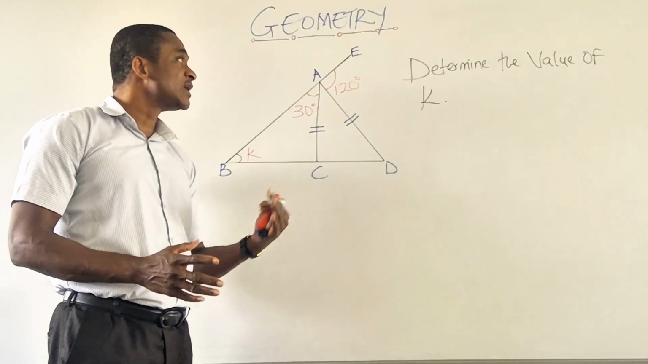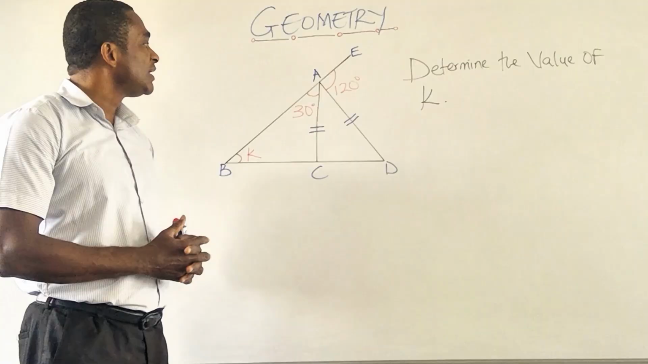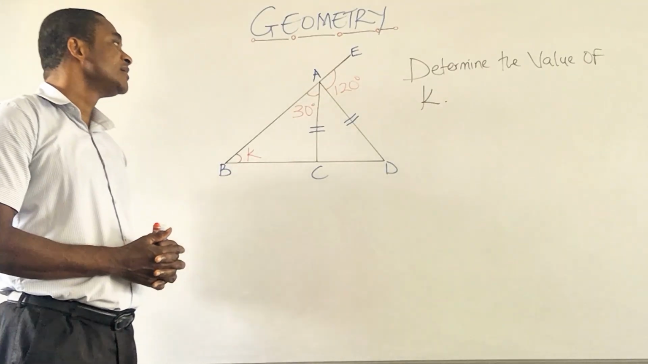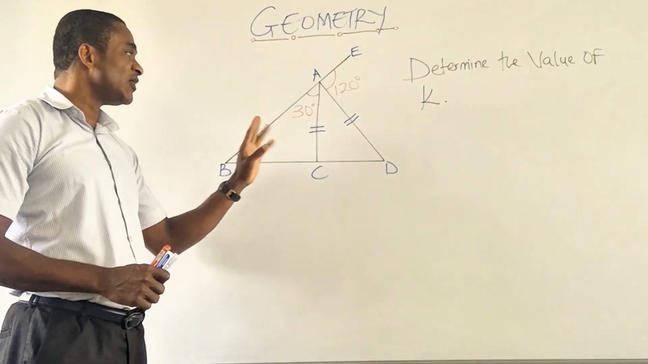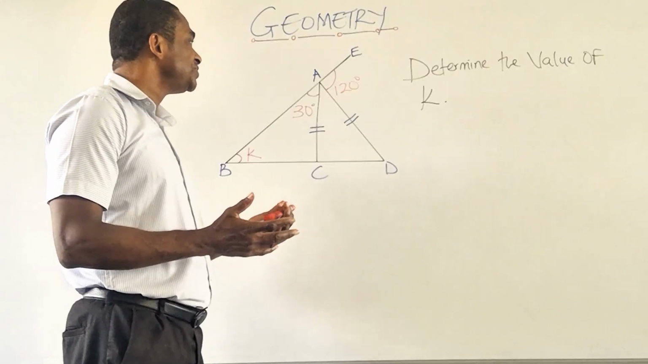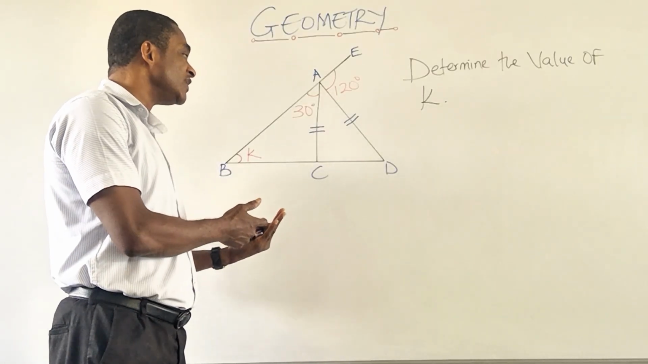Today we are going to look at some geometrical problems. Here we have a given shape and we are asked to determine the value of k. Now we should note that we have more than one triangle here. So we will approach this from where we have more values to the section where we have less value.